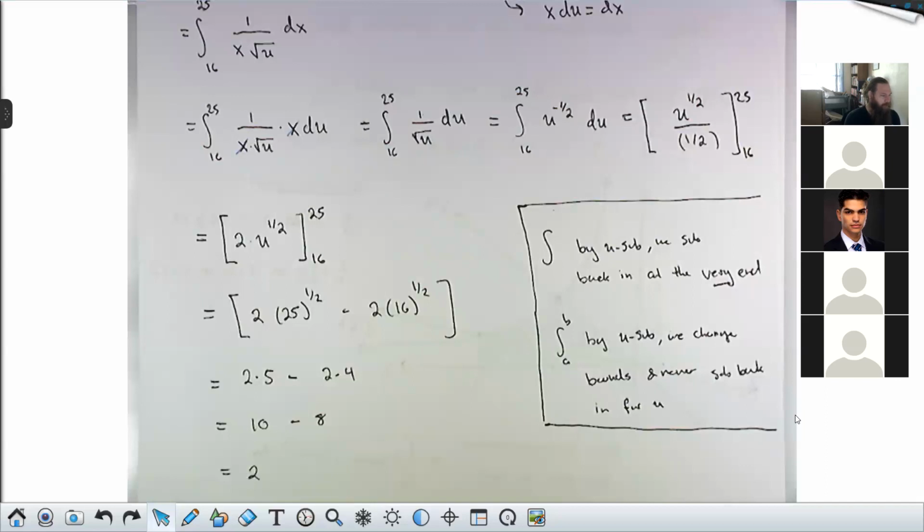I know I've even seen some people at Santa Fe say it, but I promise you, at universities elsewhere in the world where you teach mathematics seriously, you never sub back in for definite integrals. You always change the bounds and just use those new bounds. Not only is it correct, it's also much faster.